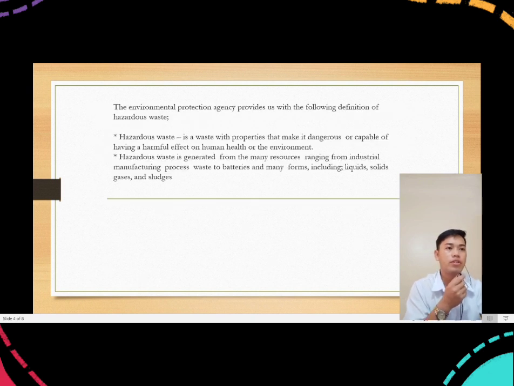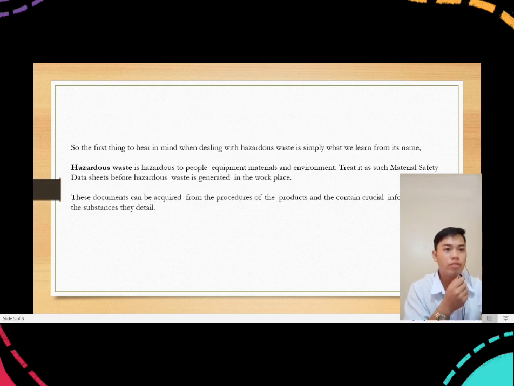Then, the Environmental Protection Agency provides us with the following definition of hazardous waste. Hazardous waste is a waste with properties that make it dangerous or capable of having a harmful effect on human health or the environment. Hazardous waste is generated from many sources, ranging from industrial manufacturing process waste to batteries, and comes in many forms including liquids, solids, gases, and sludges. The first thing to bear in mind when dealing with hazardous waste is what we learn from its name: it is hazardous to people, equipment, materials, and the environment. Treat it with material safety data sheets before hazardous waste is generated in the workplace. These documents can be acquired from the producer of the product and contain crucial information about the substances.